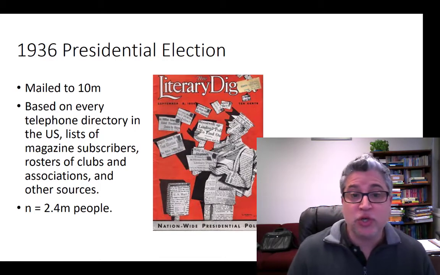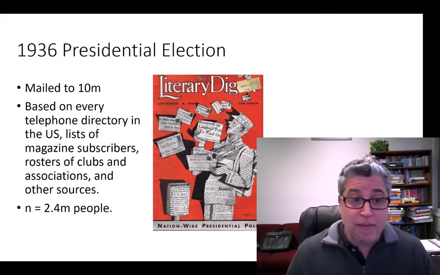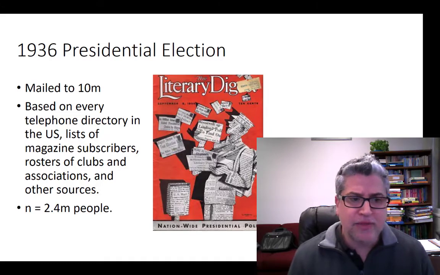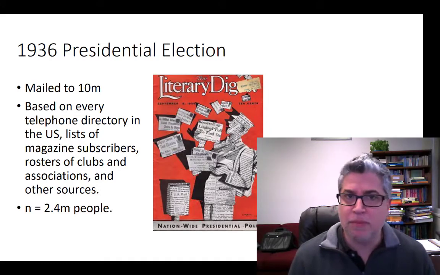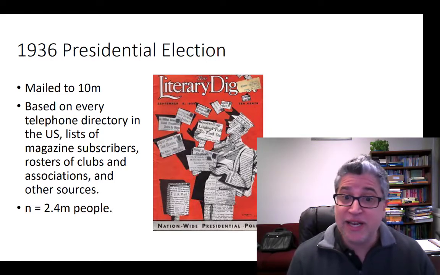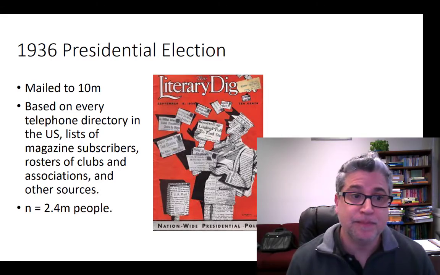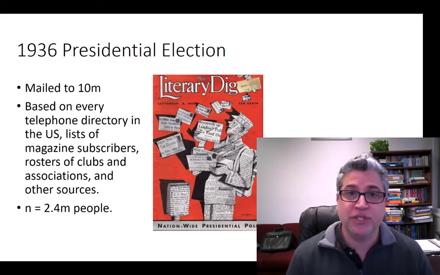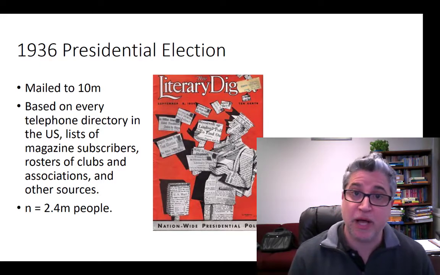They had their own internal list of magazine subscribers, because the Literary Digest was a magazine. And they tried to pull any membership information from clubs like the Rotary Club or things like that, just trying to send out as many possible questionnaires. They were focusing on a very large sample size. Now, about 25% of people who received one of those questionnaires responded.